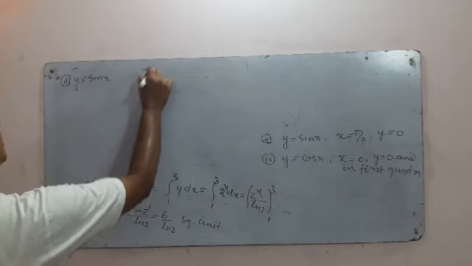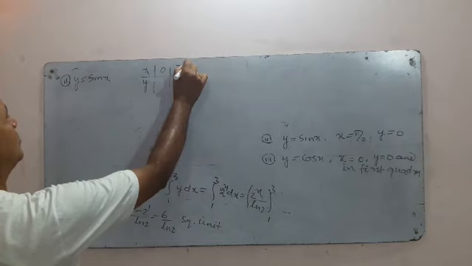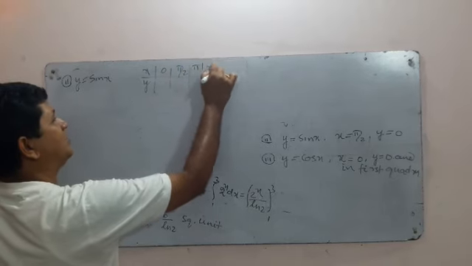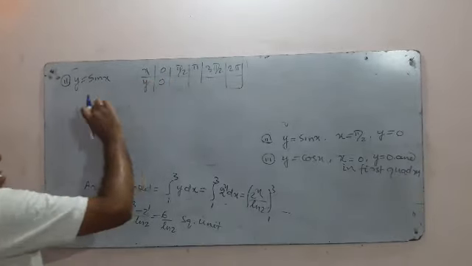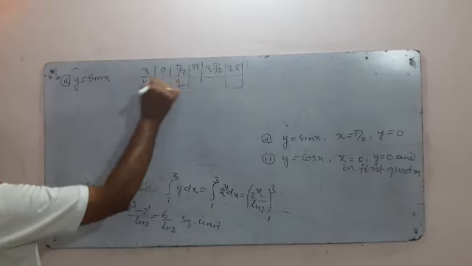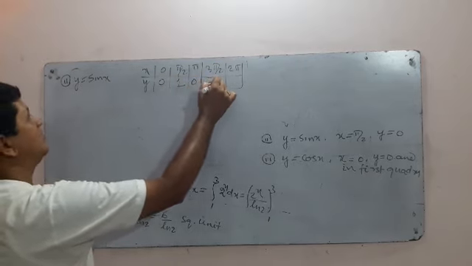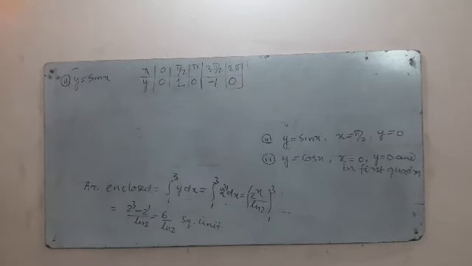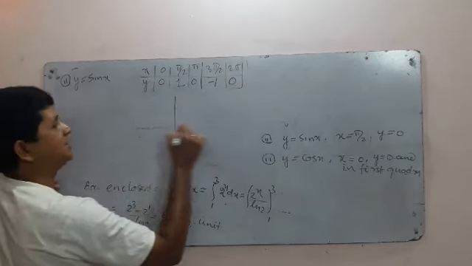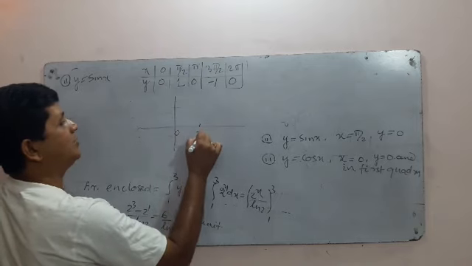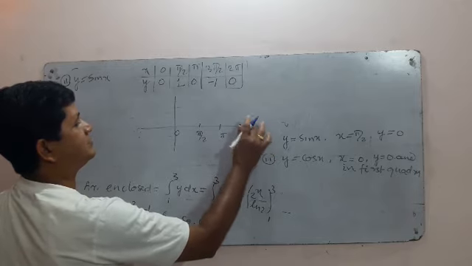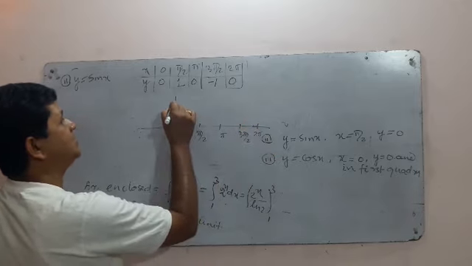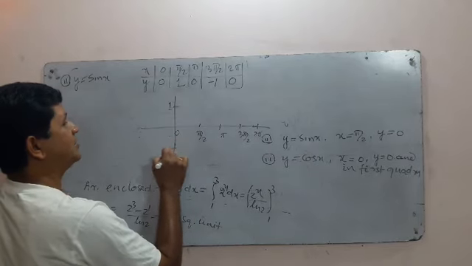Make the x-y table with x as 0, pi by 2, pi, 3 pi by 2, and the last one 2 pi. If you put x is equal to 0, sin 0 is 0. Put pi by 2, sin pi by 2 is 1, sin pi is 0, sin 3 pi by 2 is minus 1, sin 2 pi is 0. So the curve will be like this. Here is 0, pi by 2, pi, 3 pi by 2 and 2 pi. And this is 1 and this is minus 1.